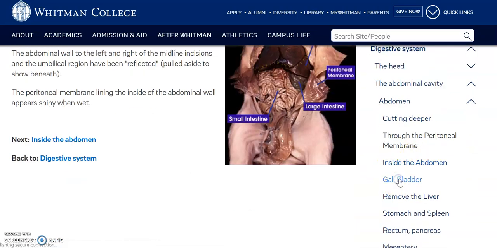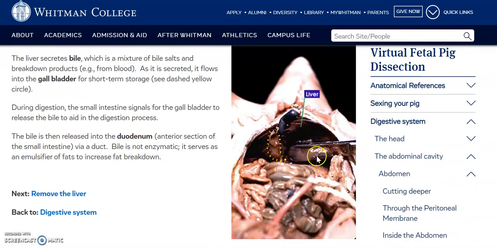Let's see. So now we're going to look at the gallbladder. So we kind of lifted up our liver and are looking underneath. This tiny little bag looking thing here is our gallbladder. That is where the bile is stored, okay, for short-term storage. So our liver makes the bile, which breaks down our food and our toxins and everything that we put inside of our body. The bile is stored in the gallbladder, which then can be released into the small intestine to help break down those fats that we are trying to absorb.